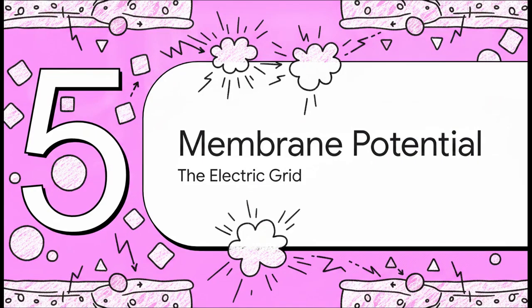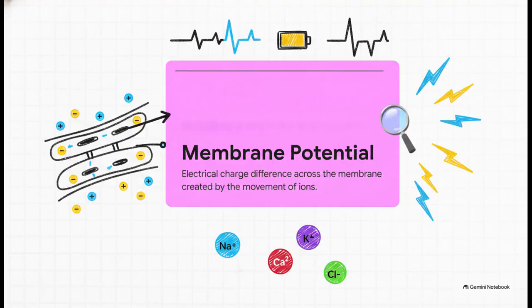Which brings us to Section 5, creating the membrane potential, the electric grid. So, because ions carry electrical charges, throwing them unevenly across this cellular border creates a literal battery inside your body. We call this the membrane potential. By constantly regulating ions like sodium, potassium, calcium, and chloride, the transport mechanisms we just talked about are actually creating a distinct electrical charge difference between the inside and the outside of the cell.